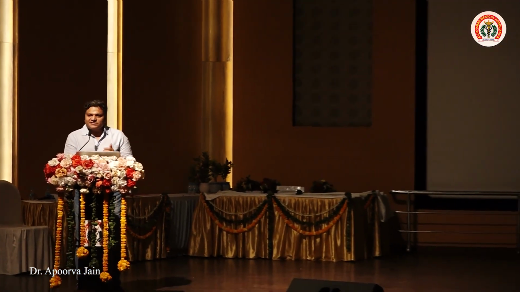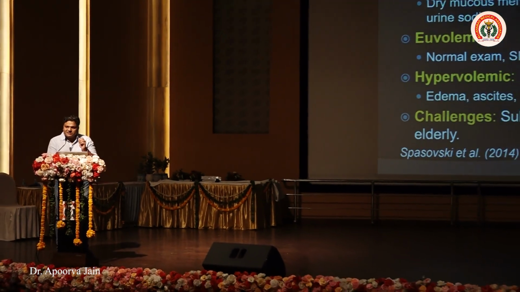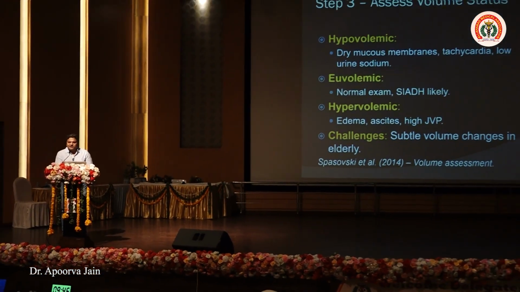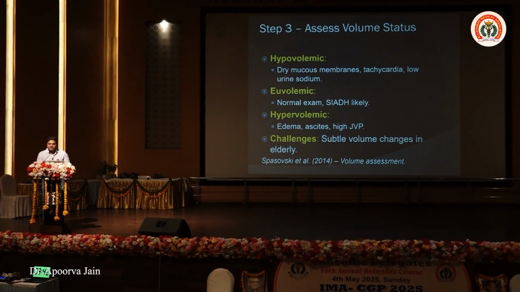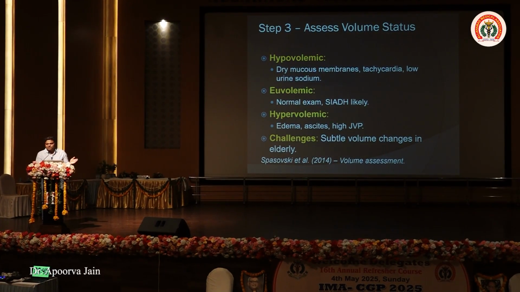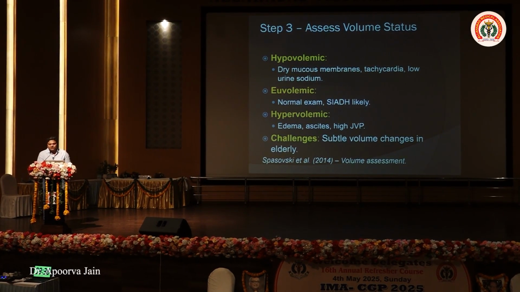Hypovolemia: evidence of dehydration. Euvolemia: uncharacteristic examination. Hypervolemia: edema, ascites, high JVP, etc. Very important is to assess and appreciate subtle volume changes in elderly patients, which is very difficult, and these are the high-risk groups of hyponatremia. In elderly, because of loose skin, because of hypoproteinemia, it is really tough to understand whether there is excess volume or there is depletion of volume.